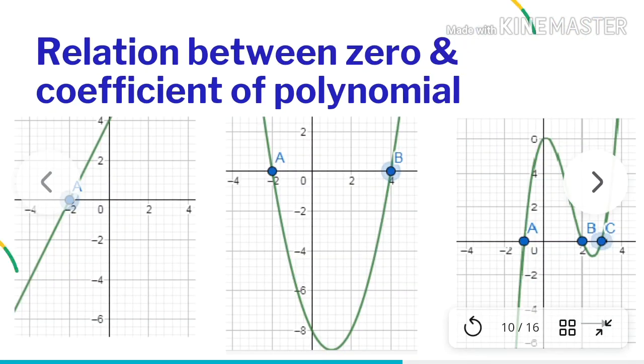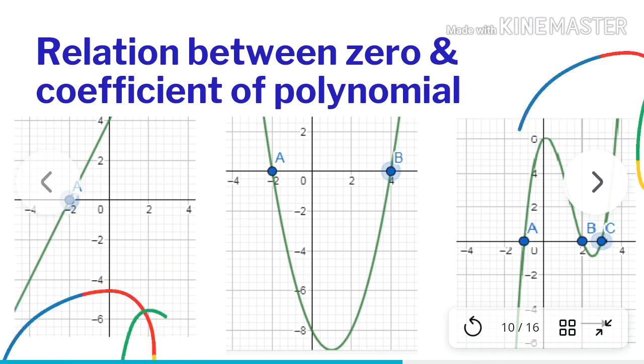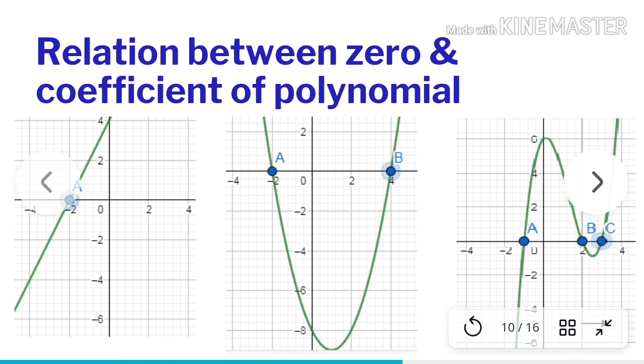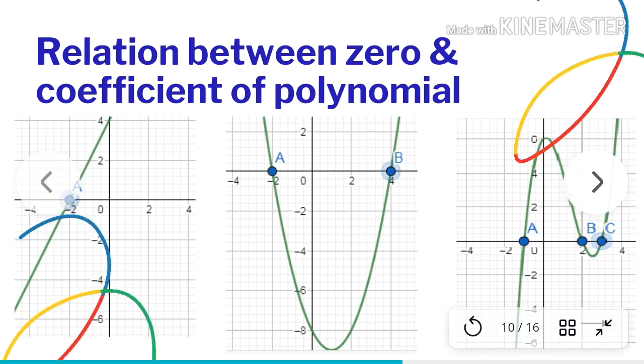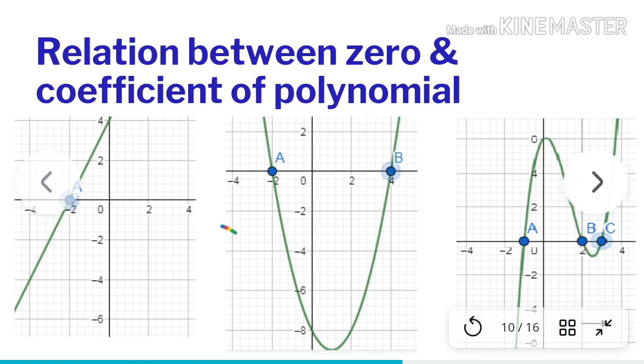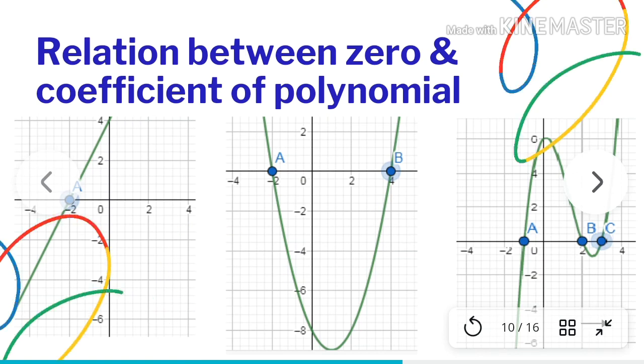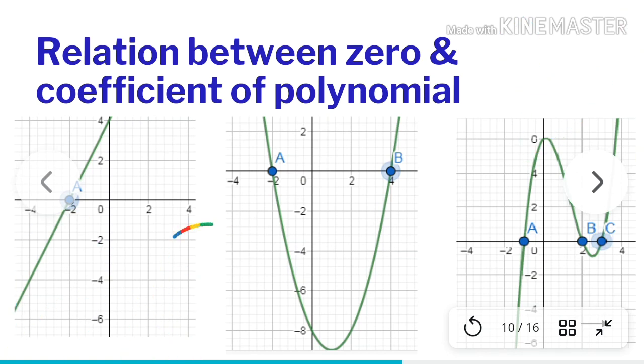Let us understand the relationship between the zeros and the coefficient of a polynomial. Student, please keep in mind the zeros are also called the roots of the polynomial, and they are the values which satisfy the given equation. So don't get confused between a zero of a polynomial and 0 as a number.